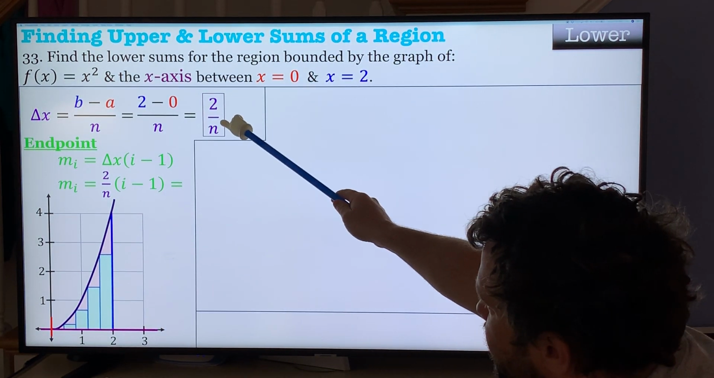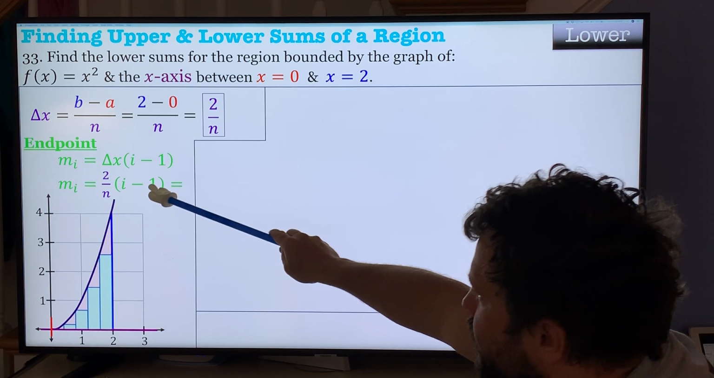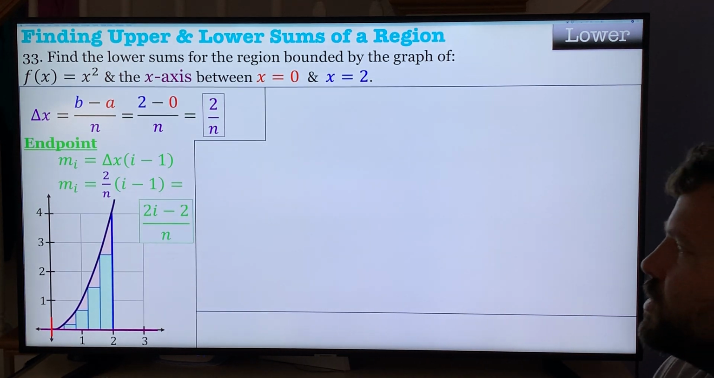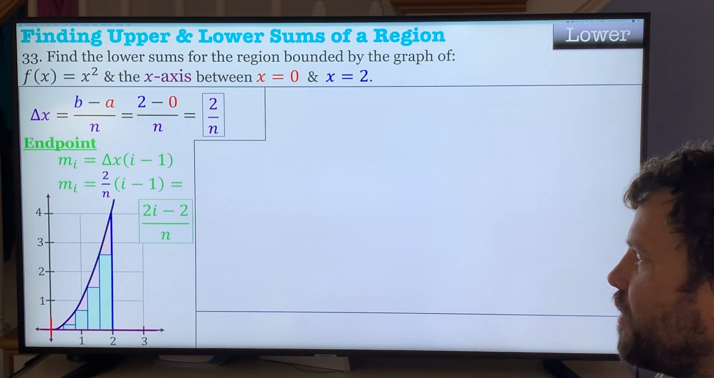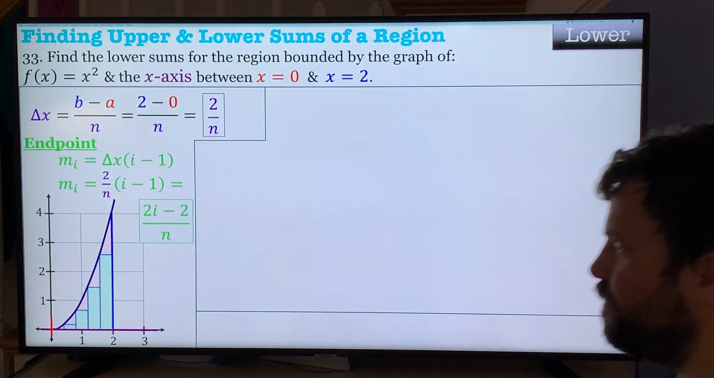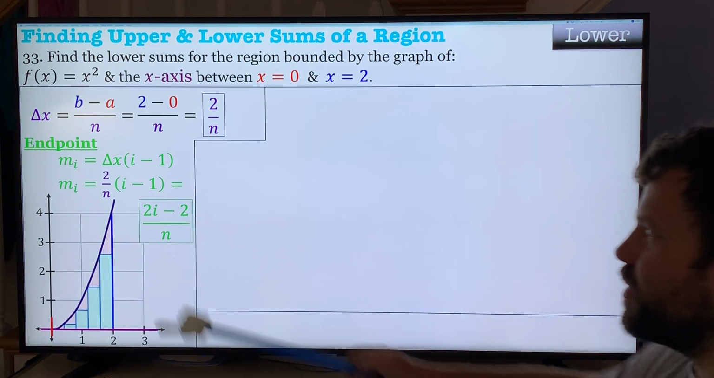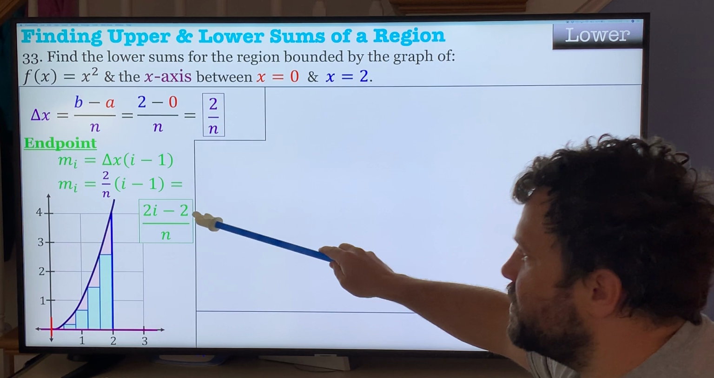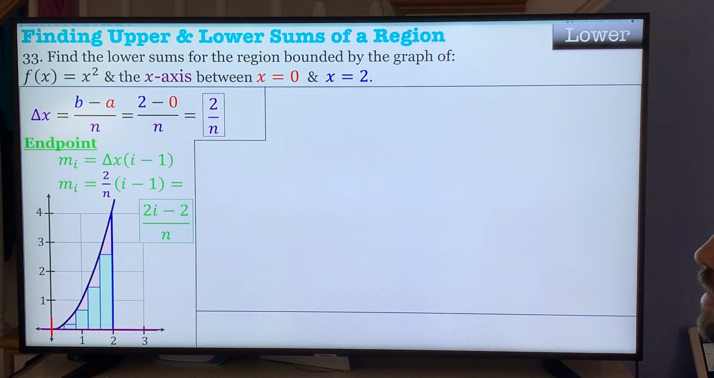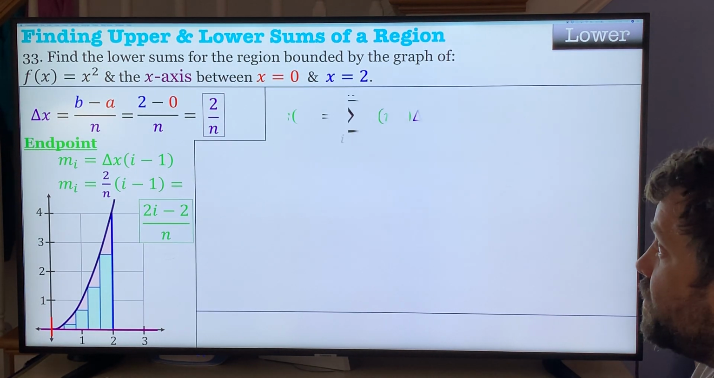Take our delta x that we found first, and we put it in front. And then we pretty much distribute it. 2i minus 2 over n. Right? 2 times i is 2i, 2 times negative 1 is minus 2, over n. Now we're set and ready to go.